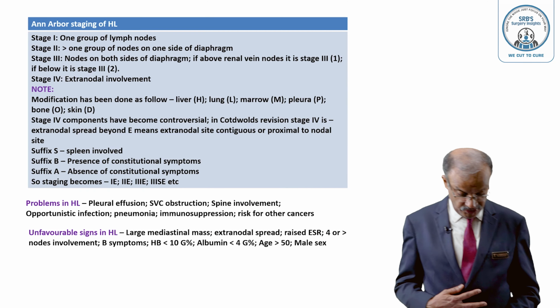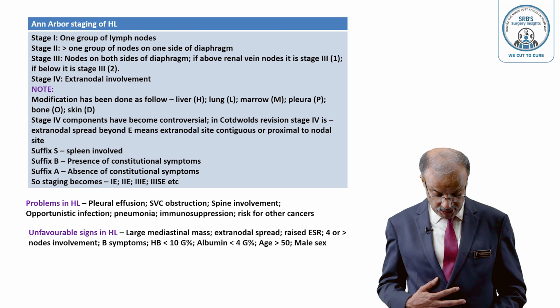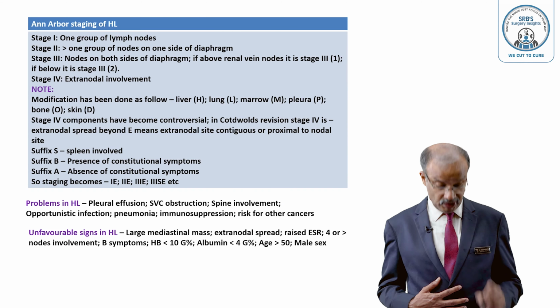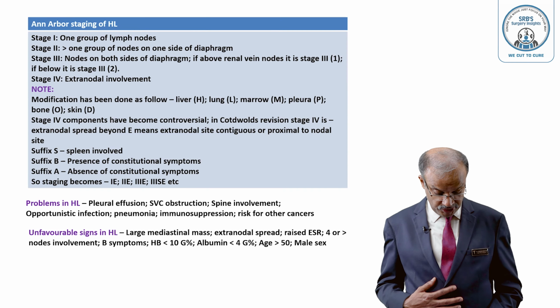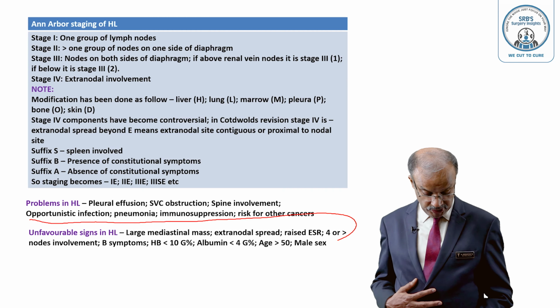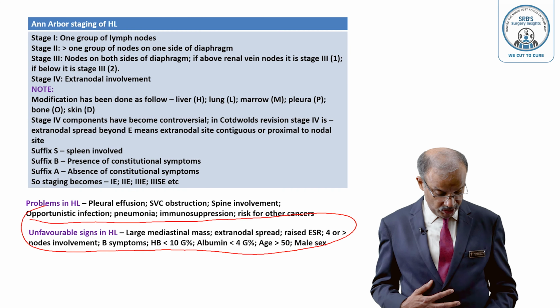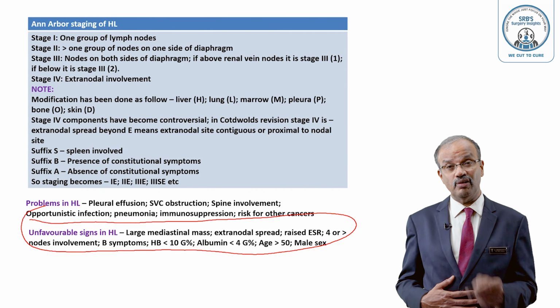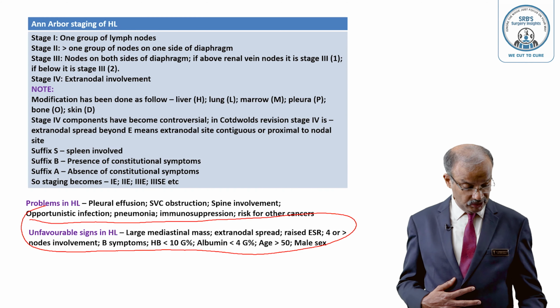And unfavorable signs are large mediastinal mass, extranodal spread, raised ESR, multiple nodal site involvement. B symptoms are unfavorable. Hb less than 10, albumin less than 4, age more than 50, male sex. These are the unfavorable features for Hodgkin lymphoma. This is an MCQ question. Remember, all these are unfavorable features except, like that they will ask. So you have to memorize these things, that's important.